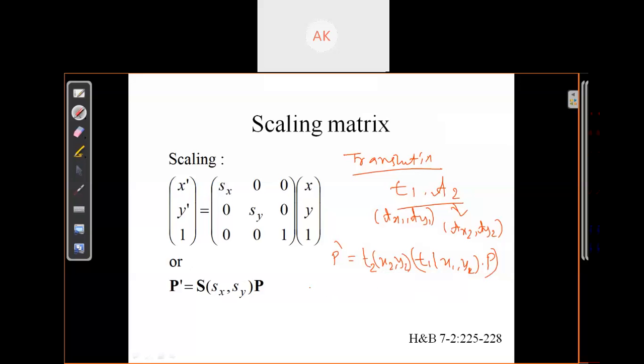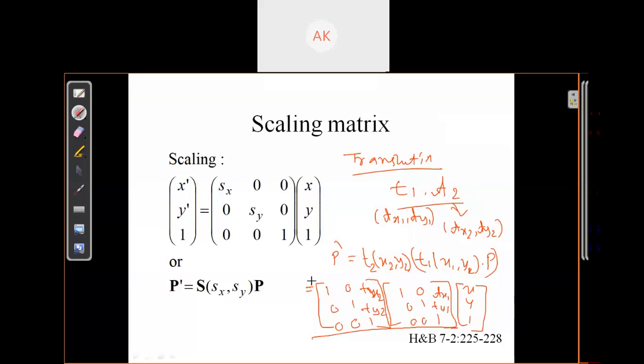So the equation for translation T1, if you remember, is the matrix 1 0 Tx1, 0 1 Ty1, 0 0 1, multiplied with your original object x, y, 1. And for the equation of T2 you will write 1 0 Tx2, 0 1 Ty2, 0 0 1. If you multiply these two matrices, you will get a single matrix.